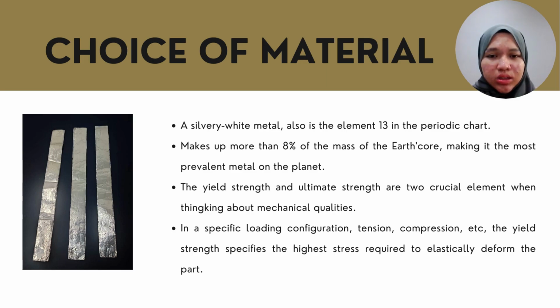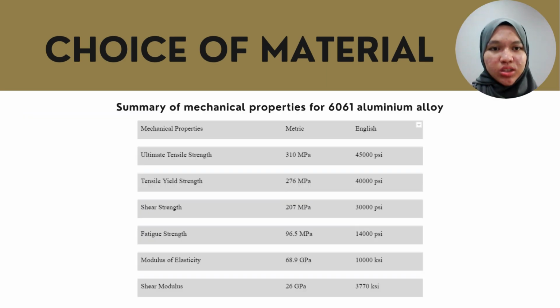In a specific loading configuration, tension, compression, and so on, the yield strength specifies the highest stress required to elastically deform the part. So this is the table that summarizes the mechanical properties for 6061 aluminum alloy.